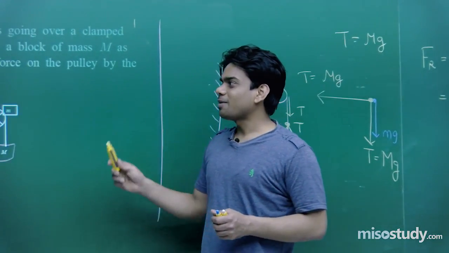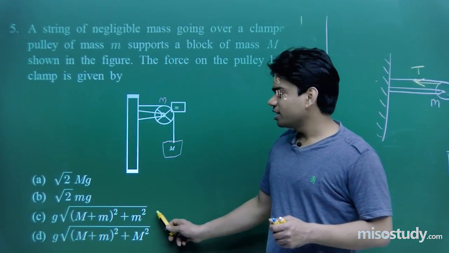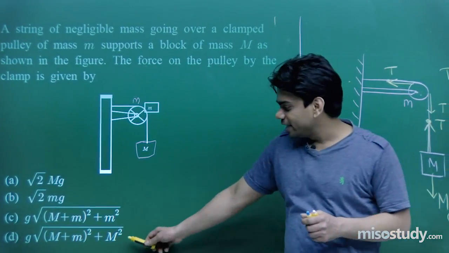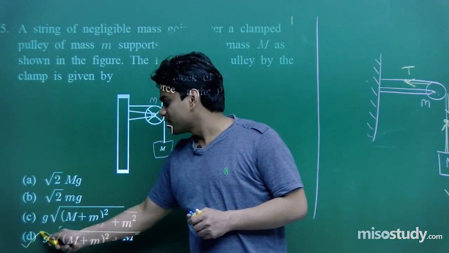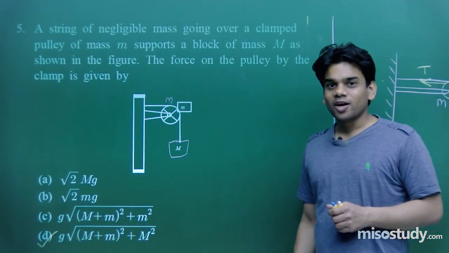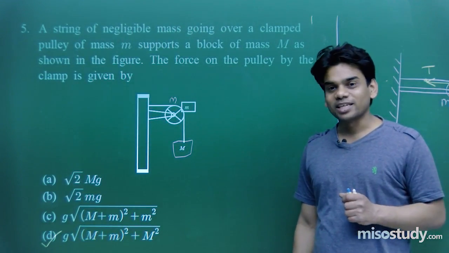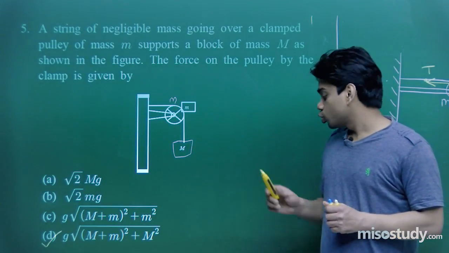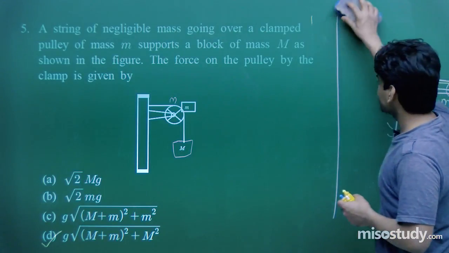The force on the pulley by the clamp is given by option number C. If you see, option number C actually, no, it's option number D, because here we have capital M. So option number D matches, so D is the right answer. I believe that you can clearly see, and I have already written the same option at the other end of the board also, and hope you have noted that down. So option number D is the right answer, so you should have understood how to solve such kind of questions. Let's proceed.